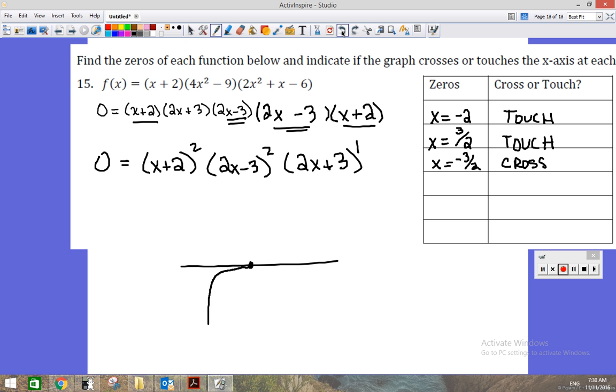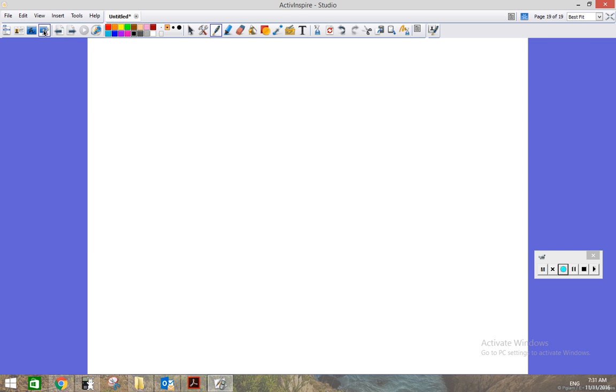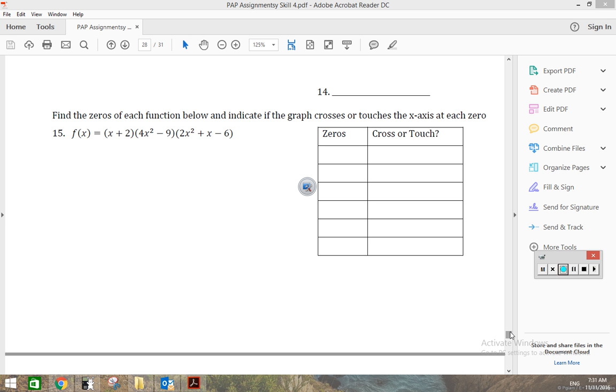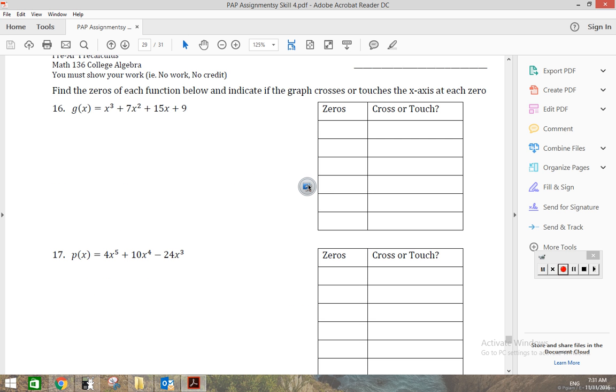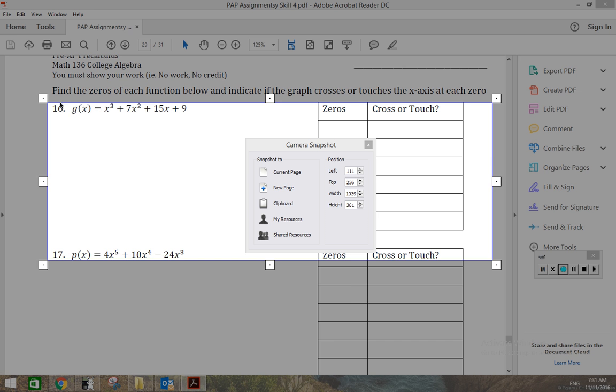Alright, so we found that -2, 3 halves, -3 halves. We got that in our table. We've answered everything they wanted. Let's move on to see if the next one's similar. Yeah, so let's go ahead and do these in the same video.